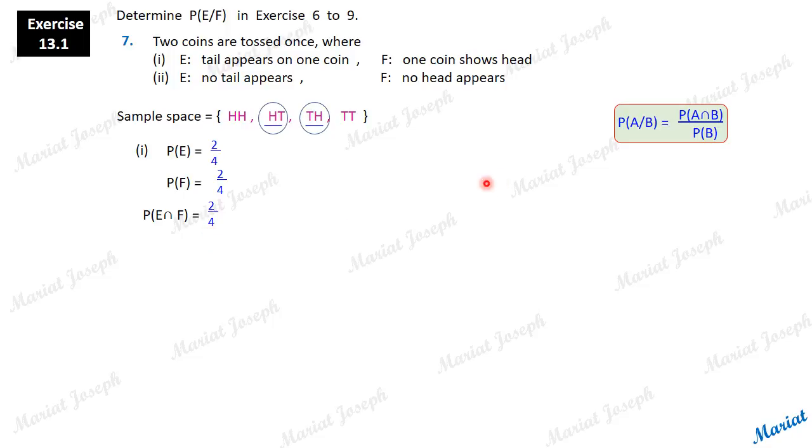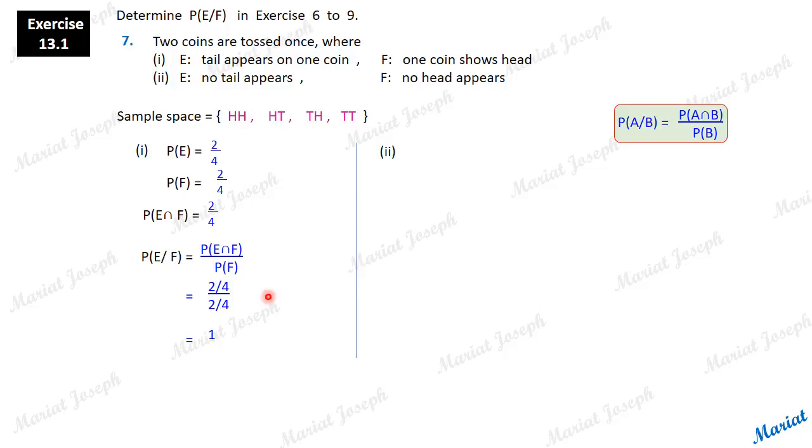Now, using the formula for conditional probability, probability of E given F is equal to probability of E intersection F upon probability of F. Apply these values. 2 by 4 upon 2 by 4 is equal to 1.